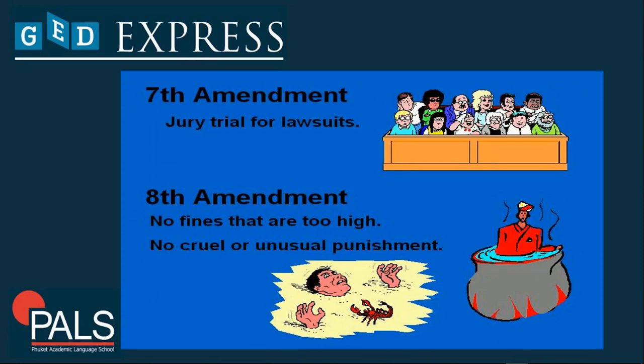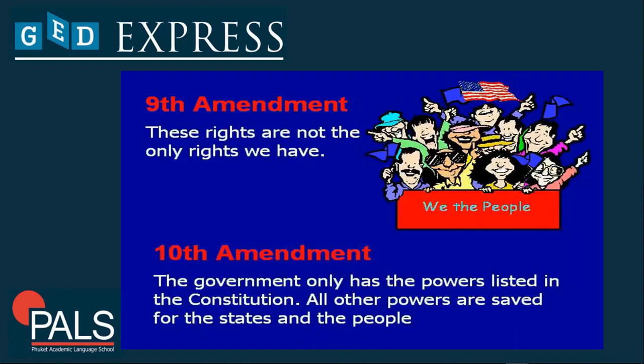The Eighth Amendment: no fines are too high, no cruel or unusual punishment. The Ninth Amendment says these rights are not the only rights we have. So we the people, by the people, and for the people. You have rights, or human rights. Last but not the least, the 10th Amendment: the government only has the powers listed in the Constitution. All other powers are saved for the states and the people.